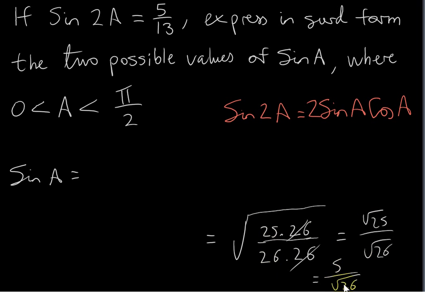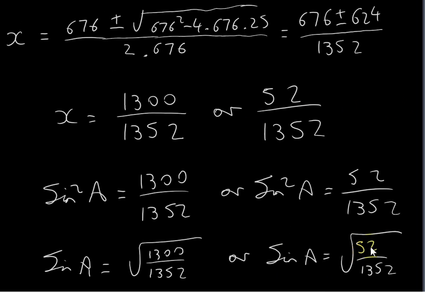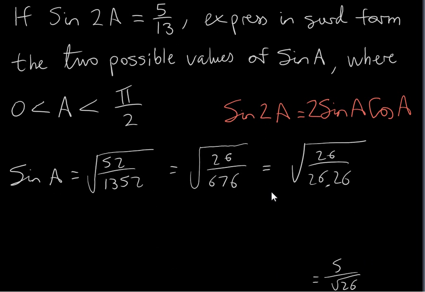So this is one of the values for sine a, and of course to get the other one we just go to this here. Breaking this one down, we get the square root of 1 over 26, which is 1 over the square root of 26.